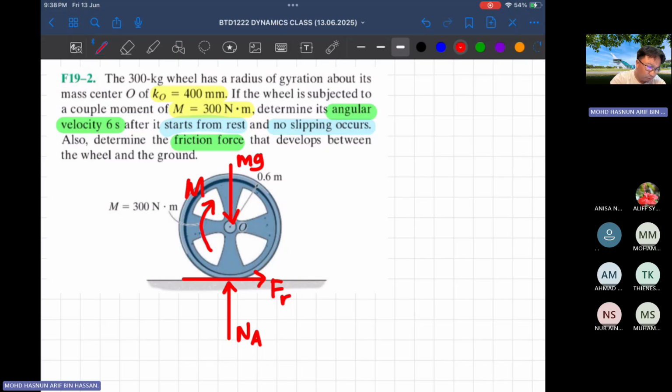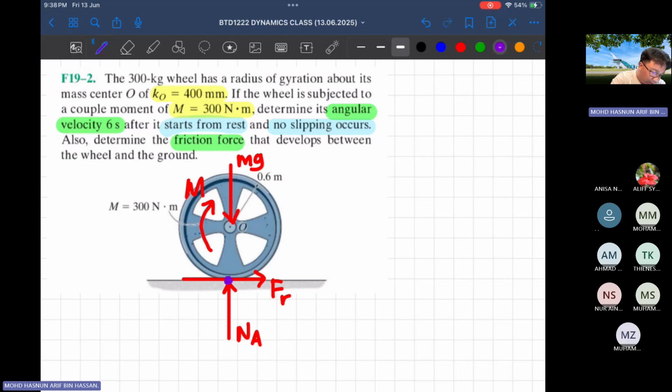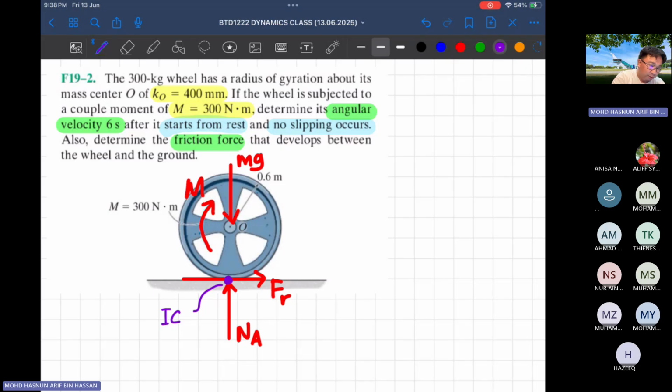When it says no slipping occurs, we know that the contact point here is basically the location of IC. Because that contact point is the location of IC, we know that at point O, pointing forward, is basically the velocity of point O, VO or VG. In this case, VO.